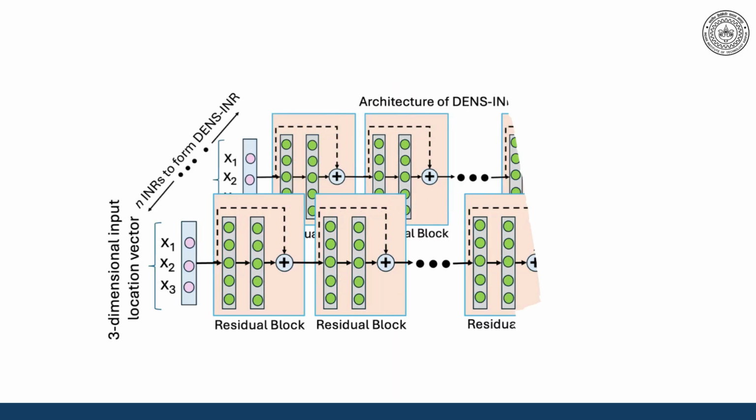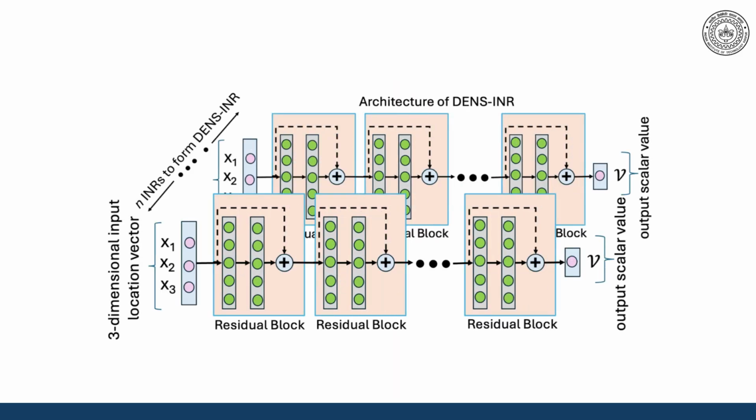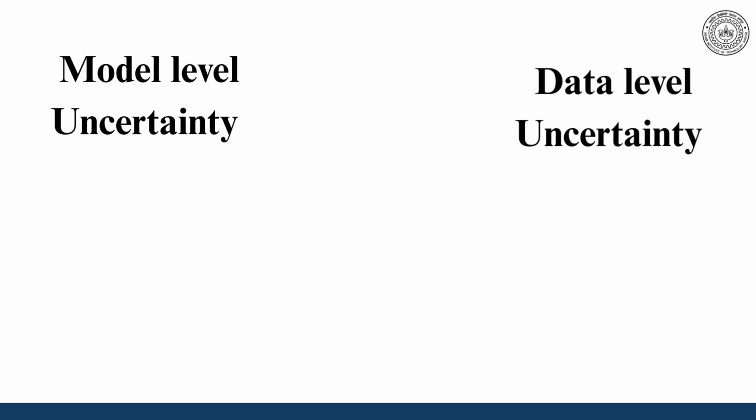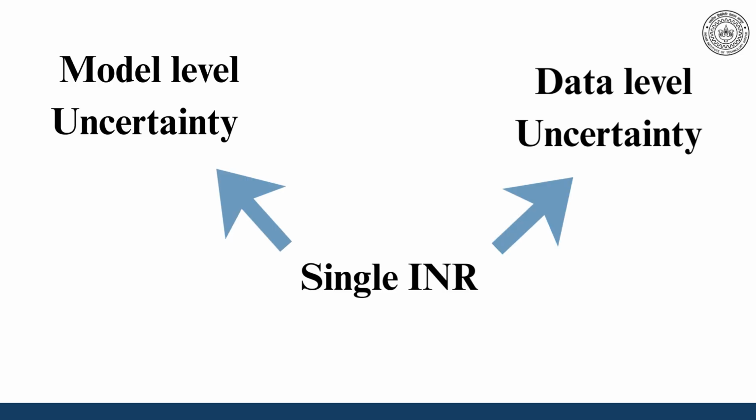One of the most widely used approaches for uncertainty quantification is deep ensembles. It provides strong uncertainty estimates but requires training multiple models, making it computationally expensive. Therefore, we propose REV-INR, Regularized Evidential Implicit Neural Representation, a single model framework. To the best of our knowledge, this is the first work that quantifies and studies both model-level and data-level uncertainty estimates using a single INR, and demonstrates their interpretation, usability, and applicability in INR-driven volume visualization tasks.